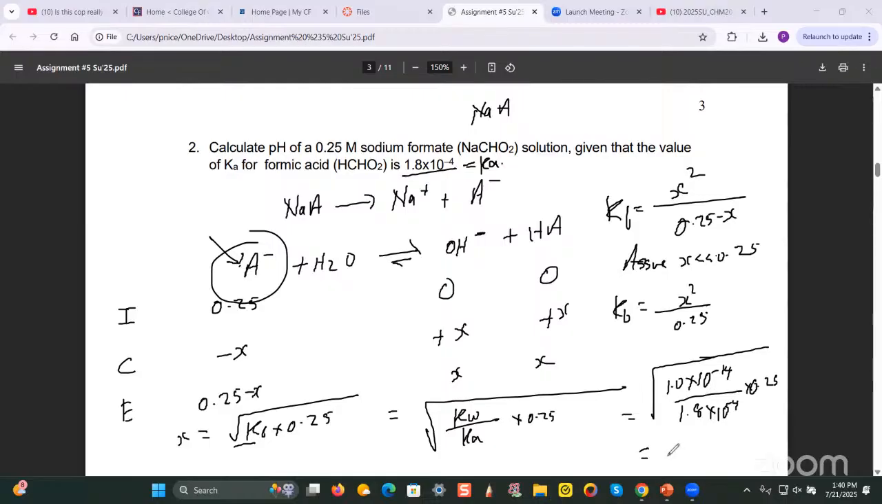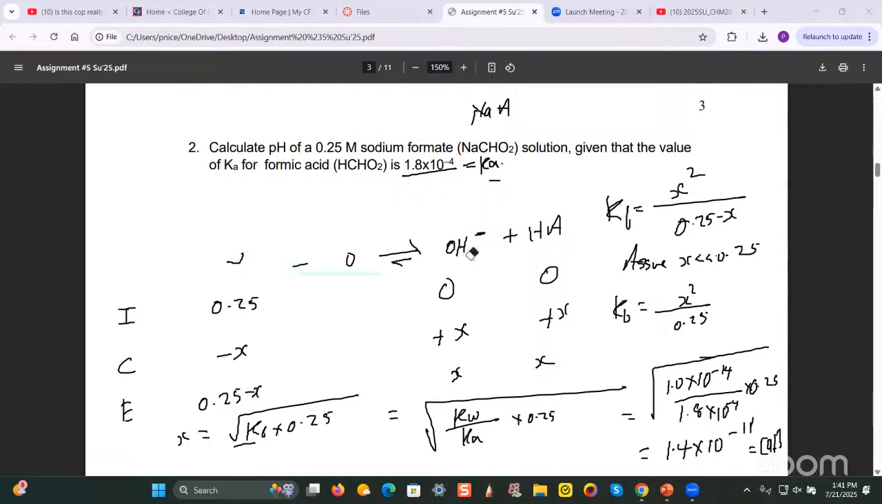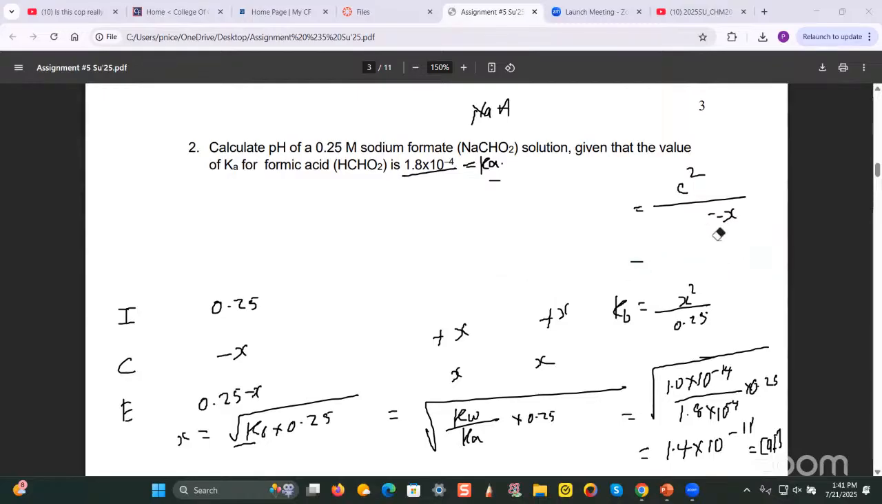So if I'm running off 2 sig figs, this will give you 1.4 times 10 to the minus 11. Please correct me if I'm wrong, but that's what I got. So that's X, which will be equal to the concentration of OH minus. Now remember, the question is asking for the pH. I'm running out of space, so let me just erase the top part here. Now that we have the concentration of the OH minus, what's the next step? Because remember, the question is asking for the pH.